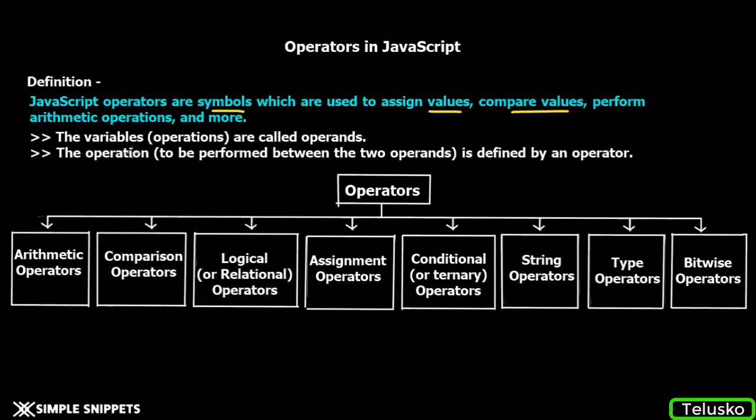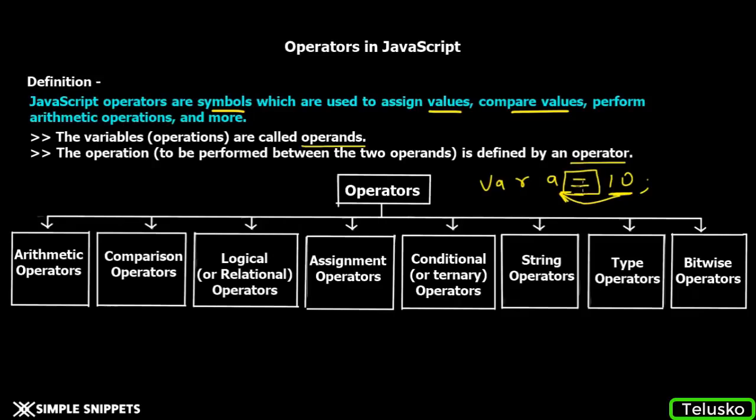Now the variables are called operands and the operation to be performed is defined by an operator. So in terms of a program, it would be something like, let's say we create a variable var a and we say equal to 10. So this equal to is basically an operator. It is an assignment operator, and what it is doing is assigning this value 10 and storing it in this variable, right? So this is that assignment operator, for example. Of course, we'll see a lot of program examples in some time after this little bit of theory.